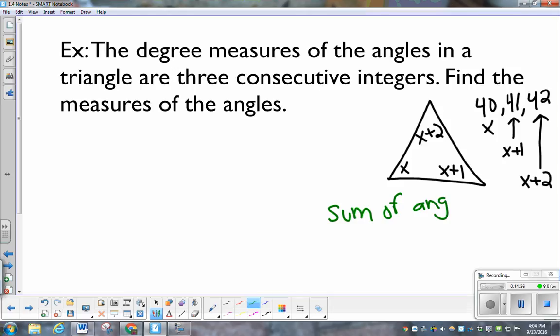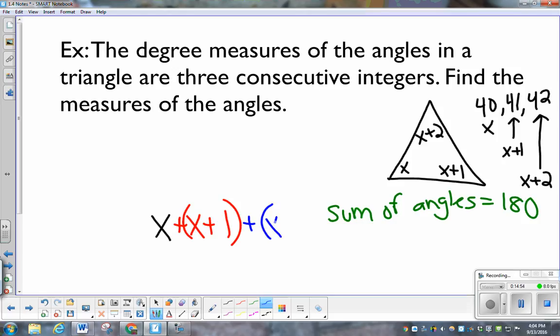like I said, is 180 degrees because we just know that, right? About a triangle. So now let's start translating this. We know that if we add up x, one of the angles, plus another one of the angles, x plus 1, plus the third angle, x plus 2, we should get 180.